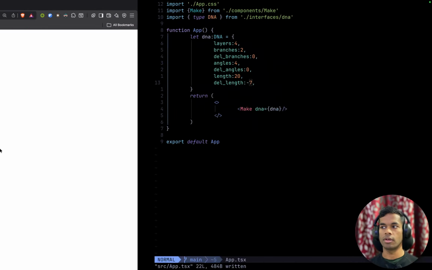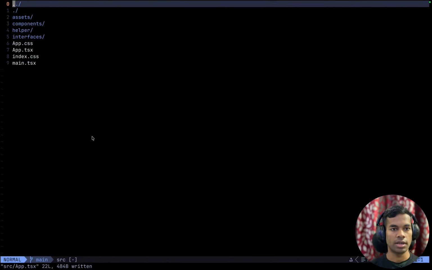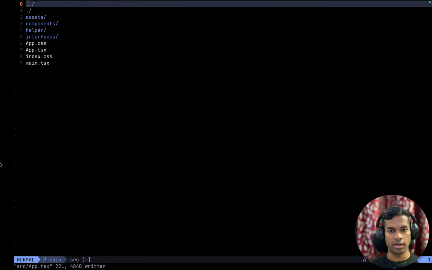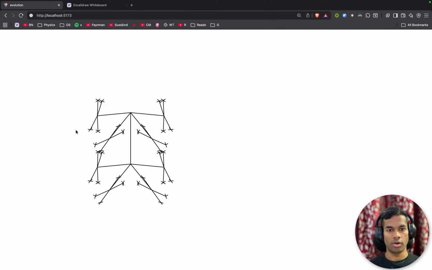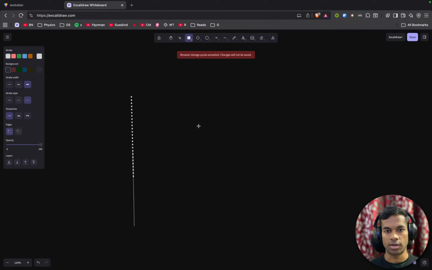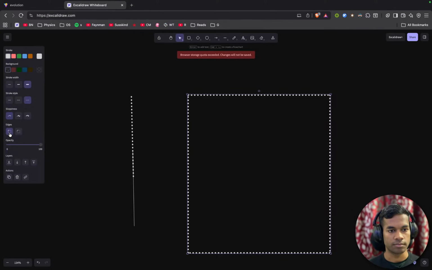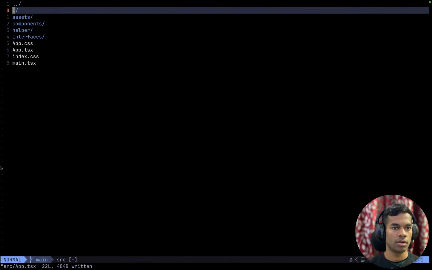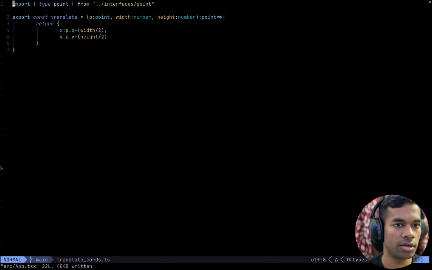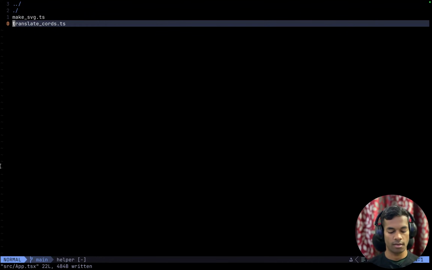Yeah, we will have a function which takes in an organism like this and converts and puts that organism into some box of some certain shape. Okay, helper. Adjust box or adjust container.ts.